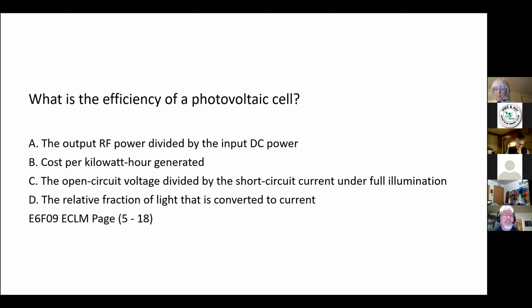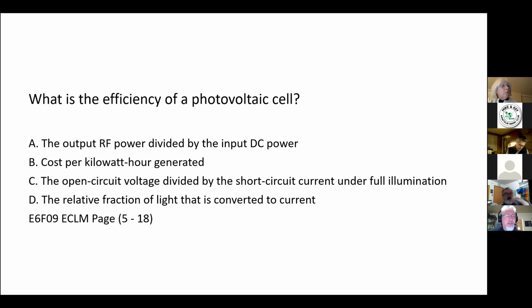What is the efficiency of a photovoltaic cell? A, the output RF power divided by the input DC power. B, cost per kilowatt hour generated. C, the open circuit voltage divided by the short circuit current under full illumination. Or D, the relative fraction of light that is converted to current.